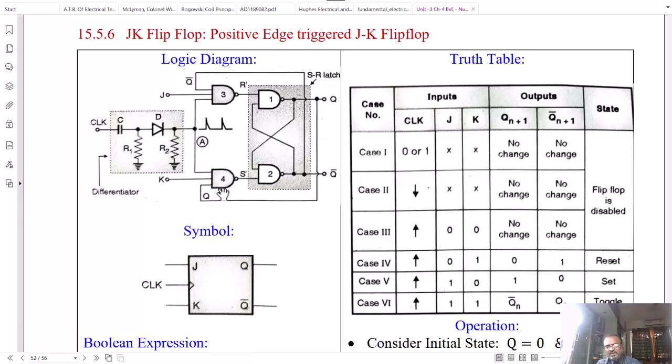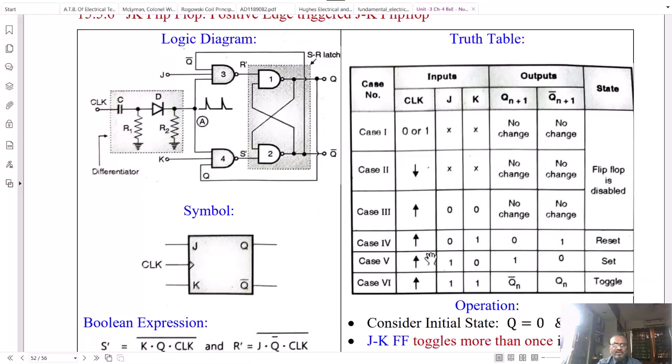And therefore, their outputs R dash and S dash never change. And therefore, there is no change in the Q and Q bar outputs again. Third case, when J and K inputs are both 0 and the clock goes high, then also there is no change in the output because the R dash and S dash inputs are both in logic 1 state. When they are in logic 1 state, there is no change in the output of the flip-flop using NAND gate 1 and NAND gate 2.